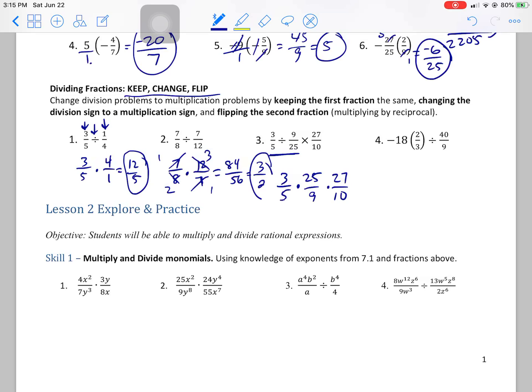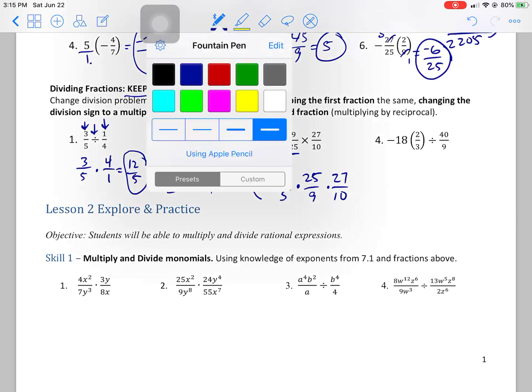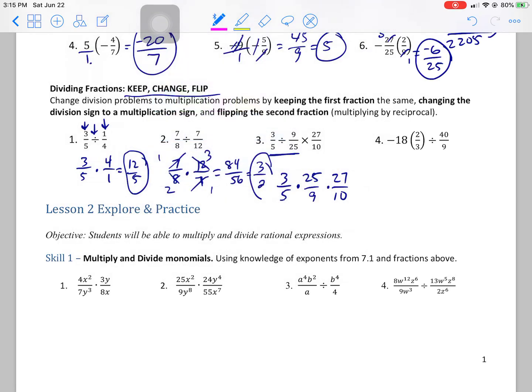I did not multiply them all together and get a really big number. I reduced. So let's get a different color here. So I took 3 out of the 3 and got a 1. 3 out of here and got a 3. Took a 5 out of here and a 5 out of there.